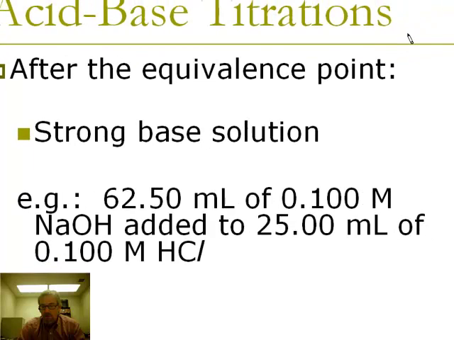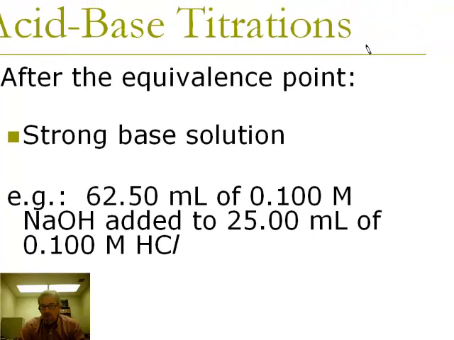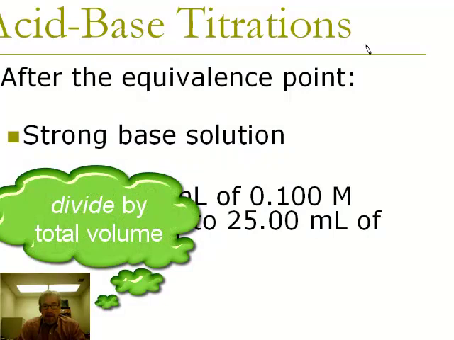After the equivalence point, you no longer have any H plus because it's all been reacted. And now you have added additional OH minus. So you have a strong base solution. You can determine the pH in a strong base solution by finding the OH minus concentration by taking the remaining moles of OH minus, the part that didn't get neutralized, and dividing by the total volume.